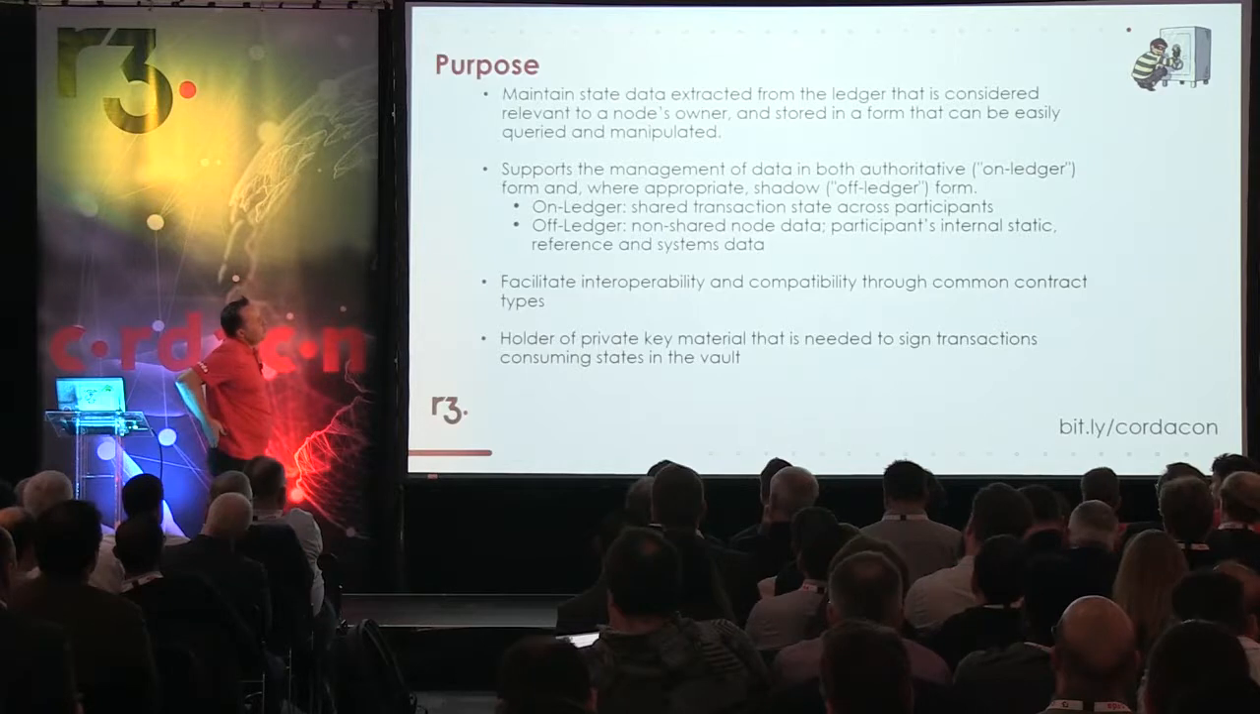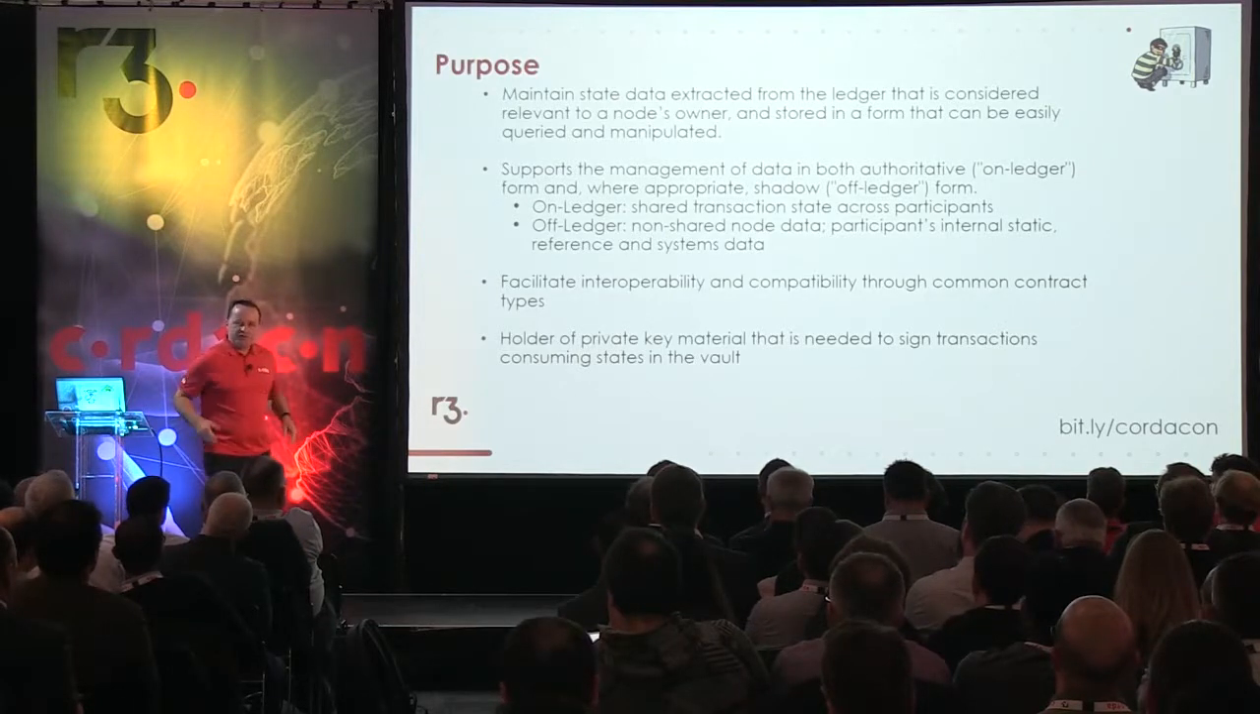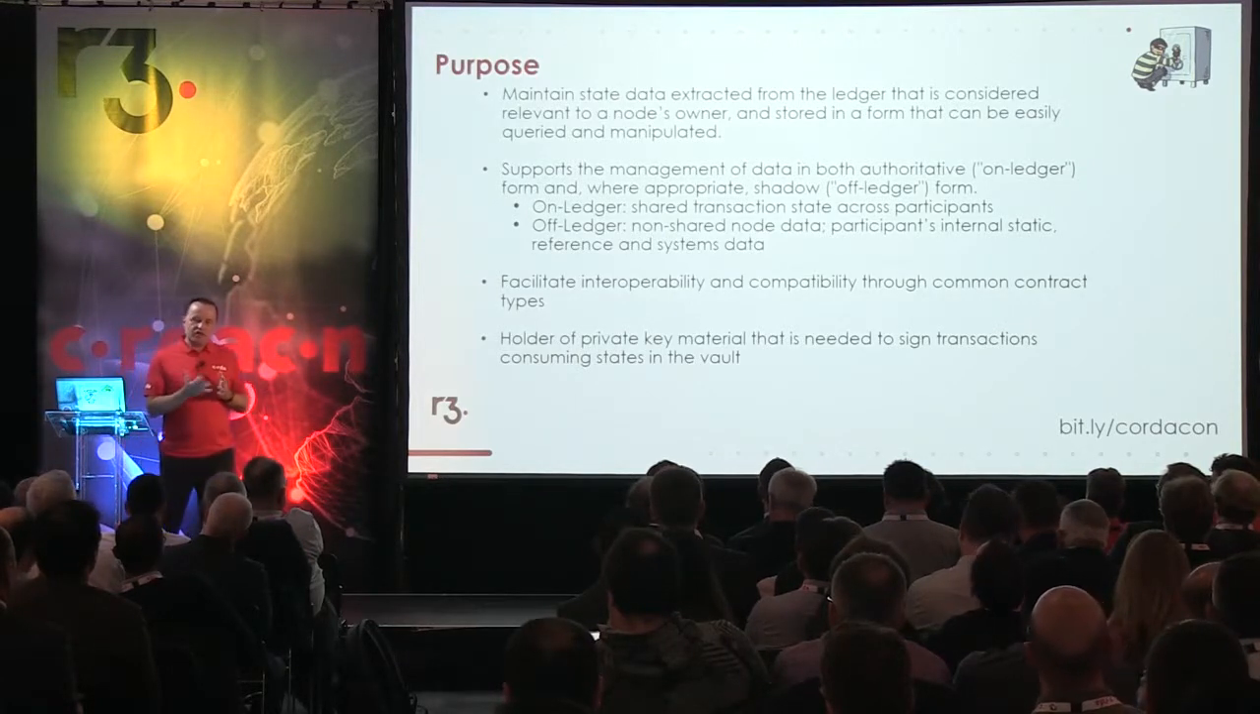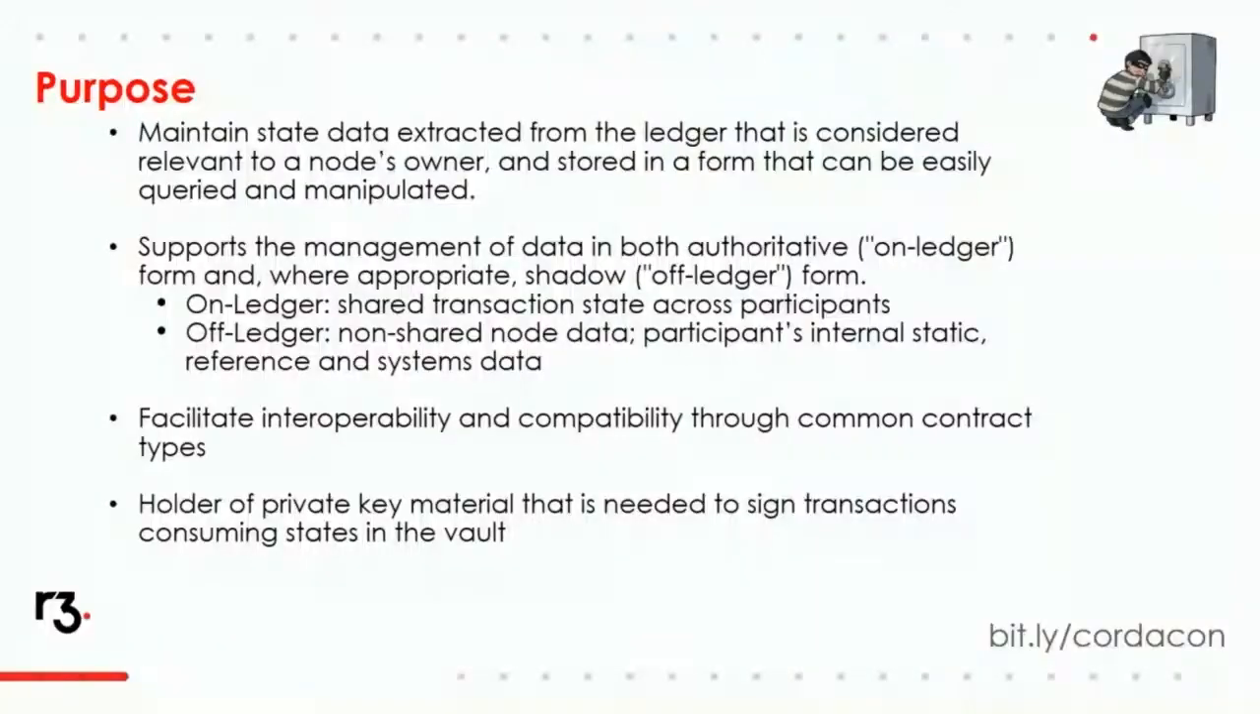There are two types of data stored in the vault. We've got authoritative data, which is actual transactional data that's been shared between participants. This is actual ledger data, immutable data that's been agreed, signed, and sent between participants. And then we've got what's called off-ledger data, which is data that's relevant to a node and an organization. Many times that data is reference or historical. It's data that needs to be combined to produce some valuable reporting or decision making.